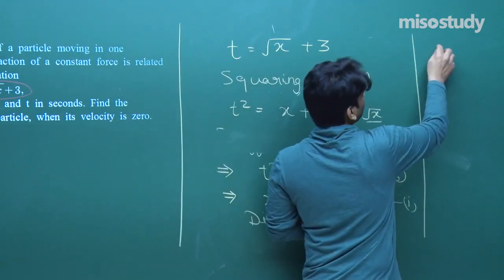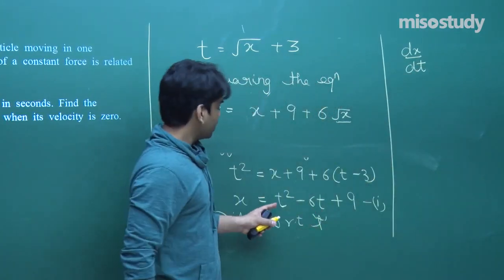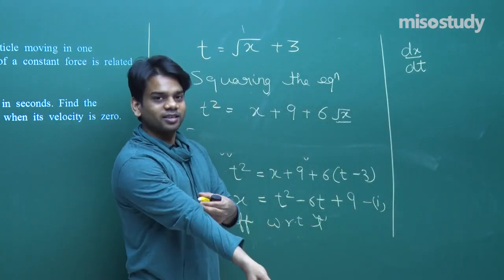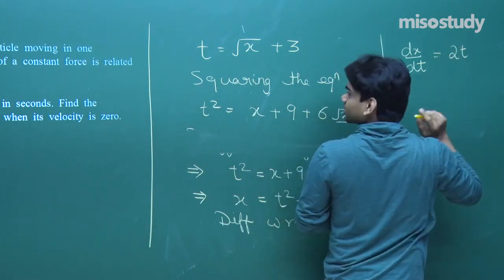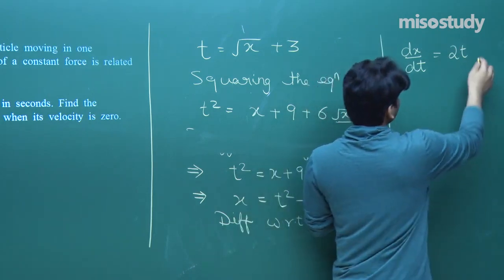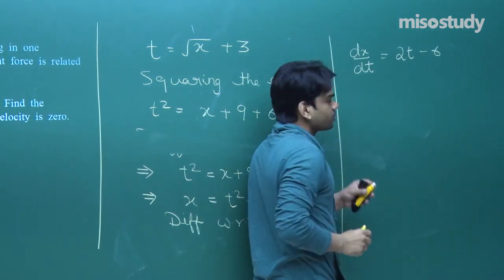So let me write down dx by dt. Now the next term, t square minus 6t plus 9. The derivative of t square will be 2t, then minus 6t, you will be having minus 6, and 9 will be 0. So 2t minus 6 we got.